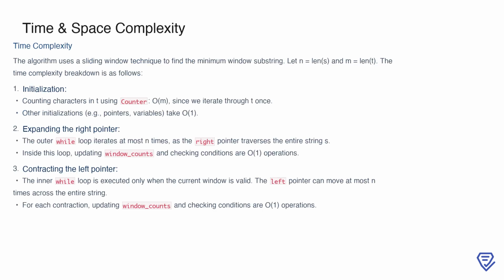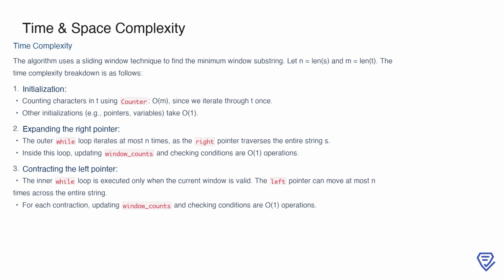Time complexity begins with the initialization phase, where we compute the frequency of characters in the string T using a counter object. This operation takes O(m) time since we iterate through the entire string T once. Additionally, setting up pointers and variables like left, right, and other constants requires O(1) time. Next, we expand the right pointer as part of the sliding window technique. Here, the outer while loop ensures the right pointer traverses the entire string S, meaning it executes at most n times. Within this loop, updates to the window_counts dictionary and any condition checks are constant time operations, or O(1).